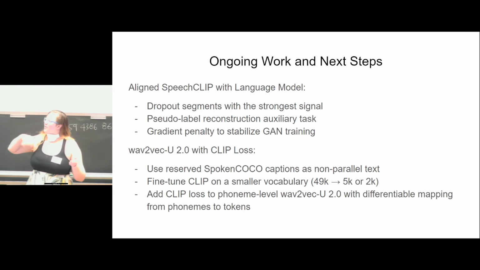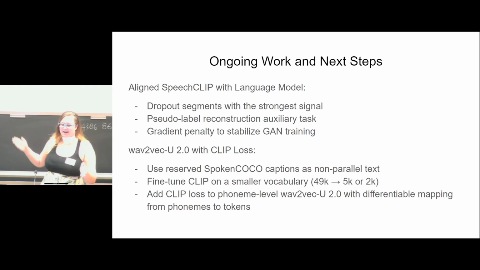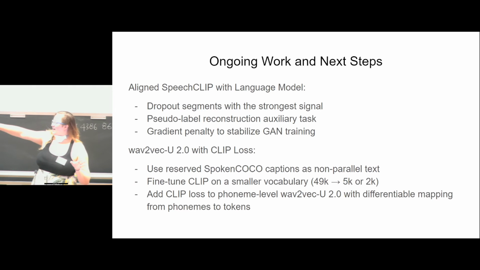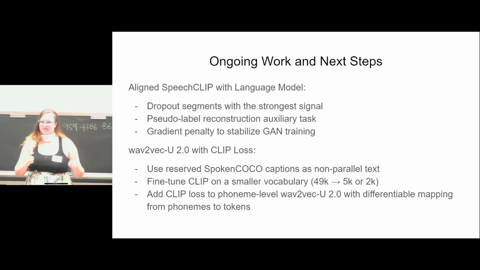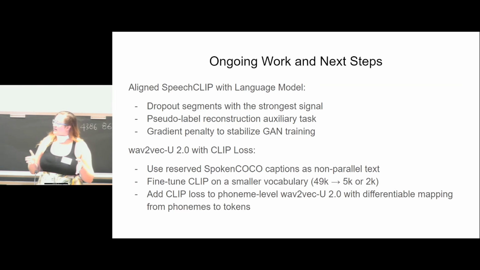generator. In the Wave2IQ 2.0 direction, where we're adding the clip loss, we're currently working on building a non-parallel text database that uses the reserved Spoken Cocoa captions. So the Spoken Cocoa speech is just the first caption for every image, but there's also at least 4 other captions for every image in the Spoken Cocoa dataset that we can use as non-parallel text. So we're both phonemizing and tokenizing those to get around the domain shift issue. We are currently fine-tuning clip to take in a smaller vocabulary size.